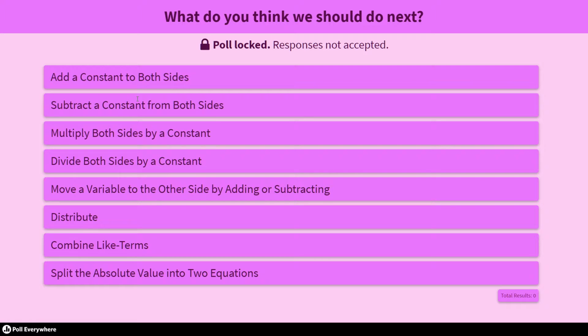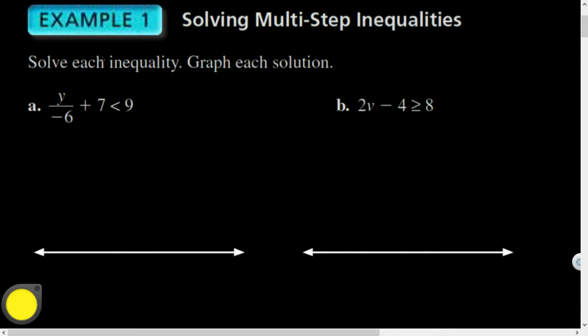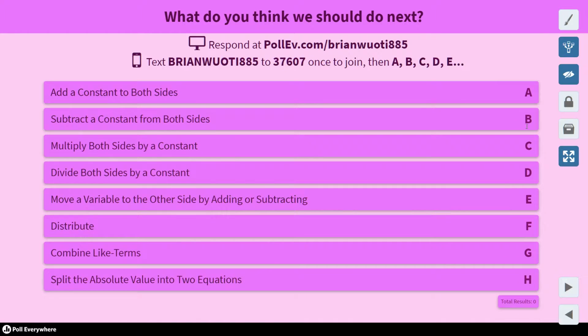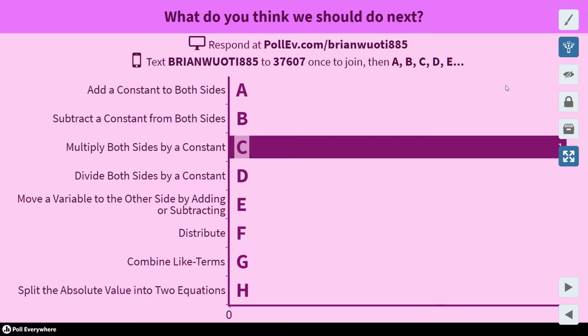So the votes are coming in. America is deciding right now what the next step is going to be for part A of example 1. Oh, it's still locked. Here we go. Now America is deciding. Bam! Let's see what these results are. Looks like 2 people chose multiply both sides by a constant. That is not the route that I would have chosen, but it is legitimate.